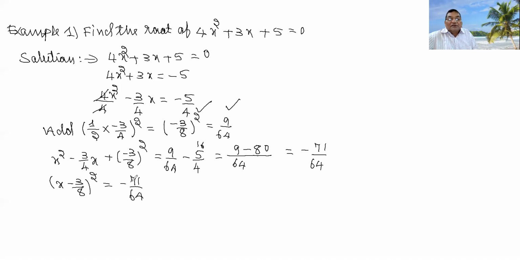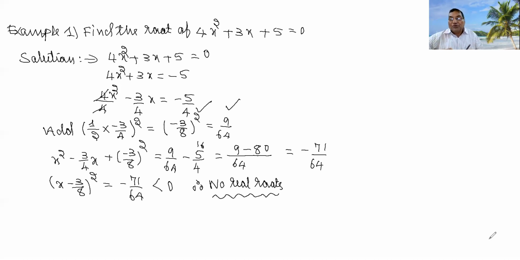Please look here. This is a negative number, means less than 0. And therefore, the answer is no real roots. You have to find out real roots. If it is positive, you can go further. If it is negative, stop there. Answer is no real roots. Okay, no real roots. I am going to do one more example where I am getting the actual roots.